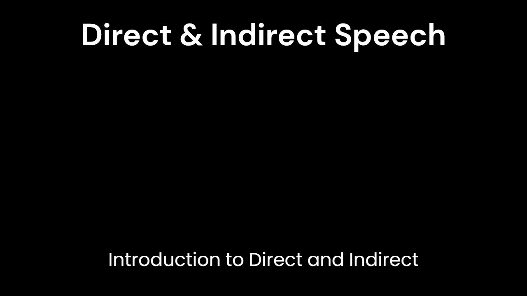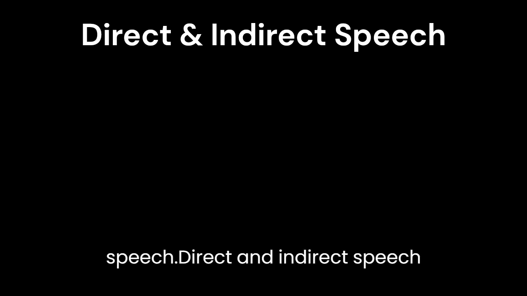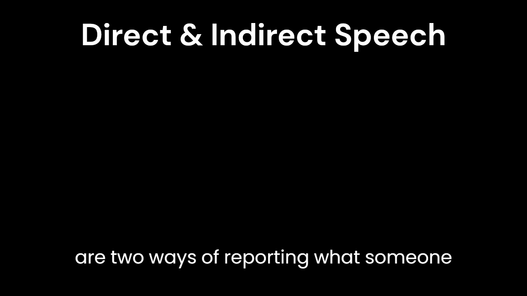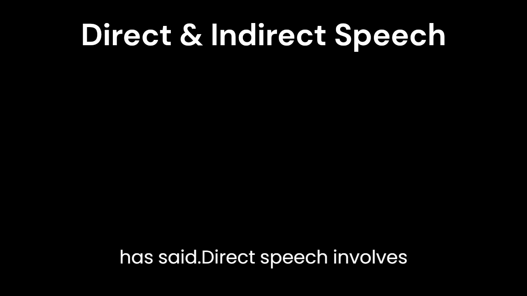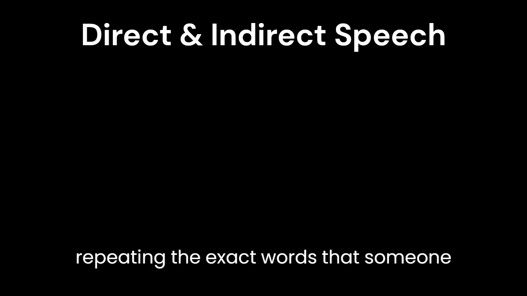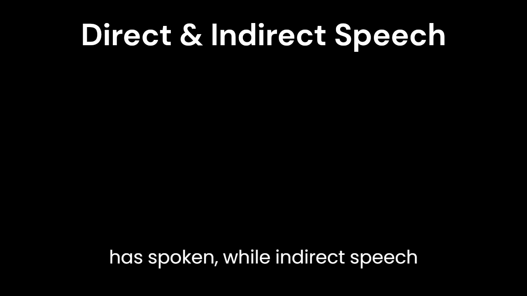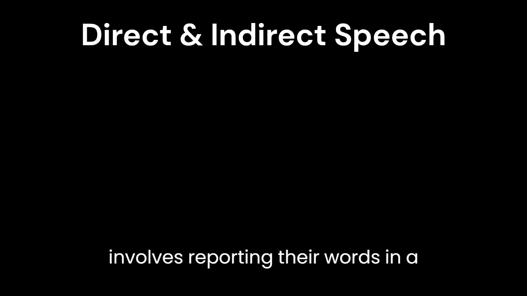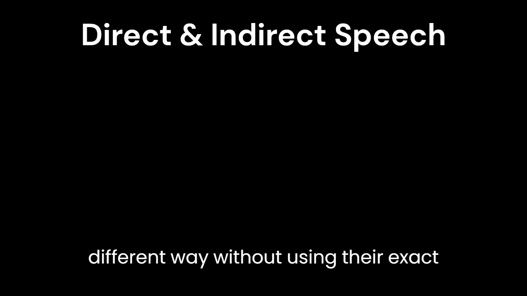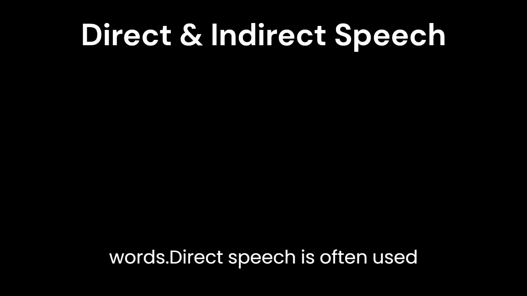Introduction to direct and indirect speech. Direct and indirect speech are two ways of reporting what someone has said. Direct speech involves repeating the exact words that someone has spoken, while indirect speech involves reporting their words in a different way, without using their exact words.